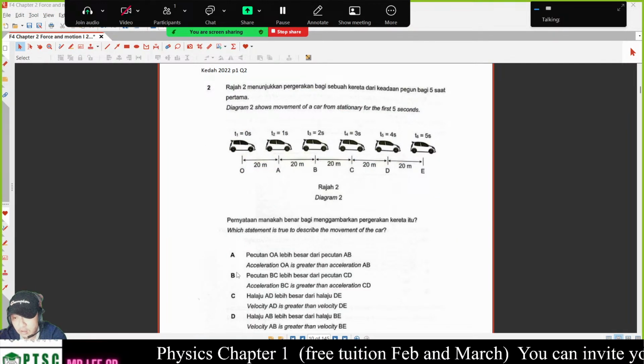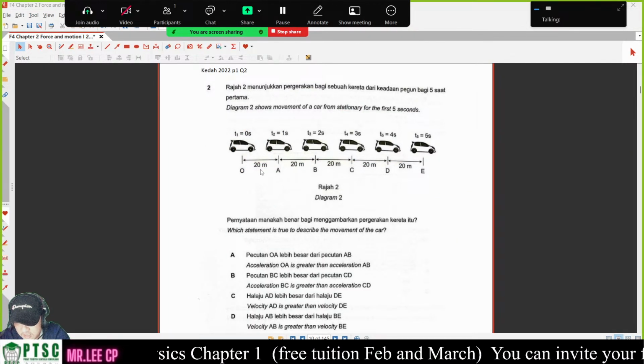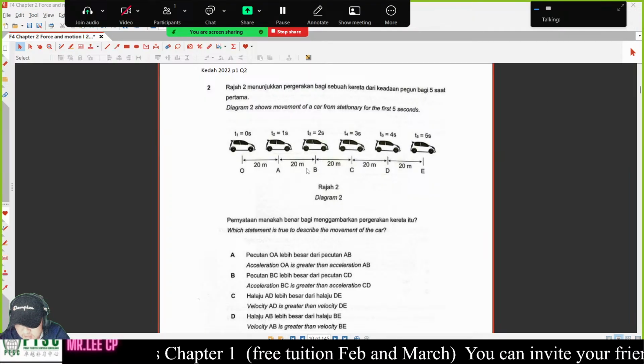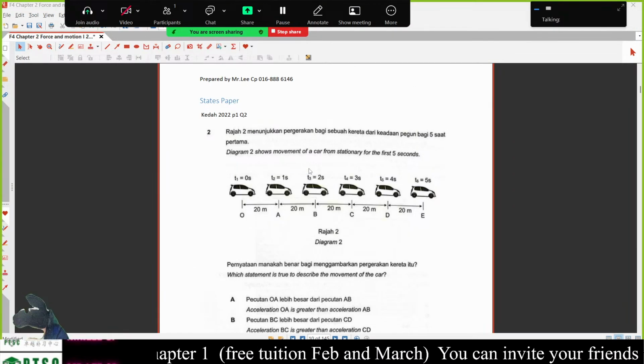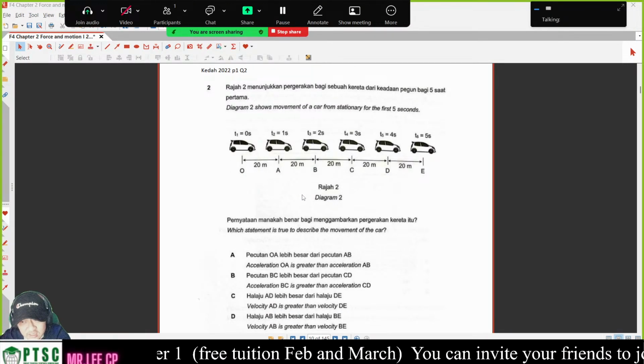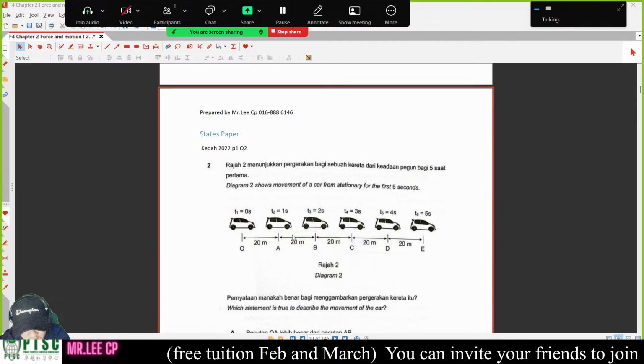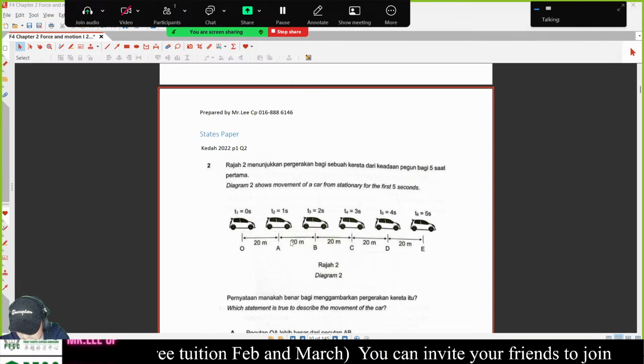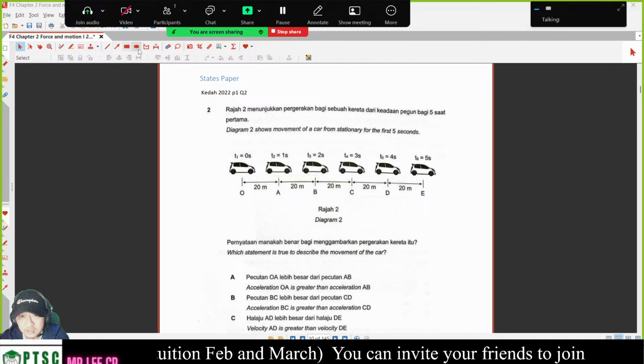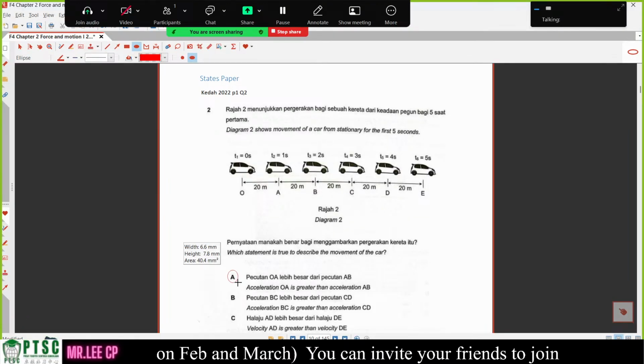So now, acceleration OA is greater than AB. Constant velocity, acceleration is 0. Right? Constant velocity, acceleration is 0. Here you got acceleration. So the answer is A.